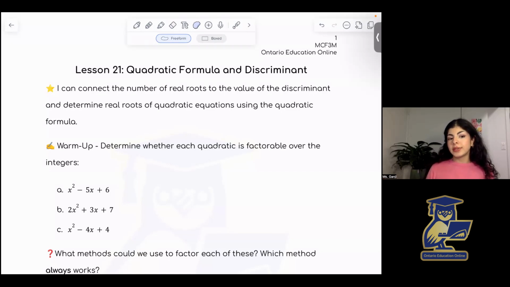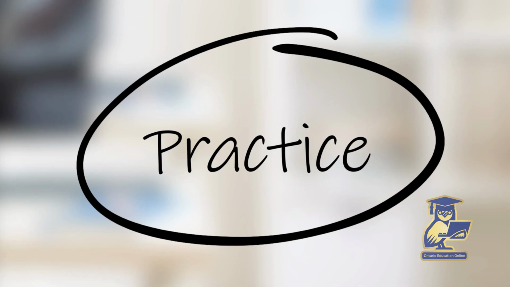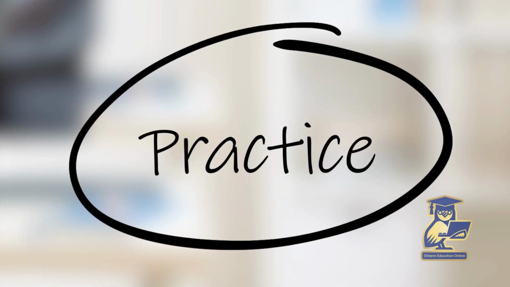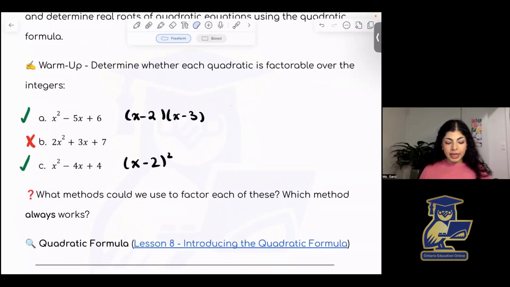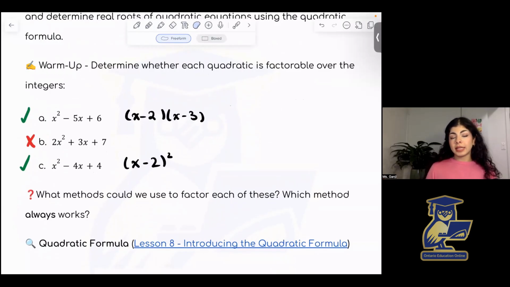For a warm up, first look at these first three functions and try to determine if they're factorable over integers. Can we try the decomposition method or the sum and product to write these in factored form? You should have got that the first function is factorable, and you get x minus 2 times x minus 3. For the second function, if you try to find two numbers that have a product of 14 and a sum of 3, you would not have been able to find any. So no solutions there, it's not factorable. And the last one is a perfect square with negative 2, and again that comes from that negative 4x.